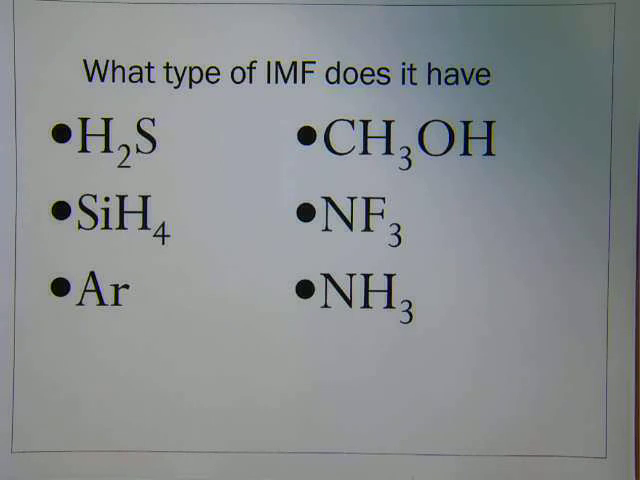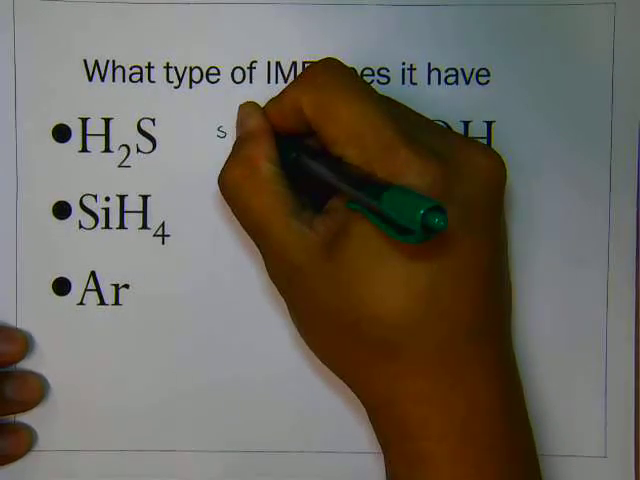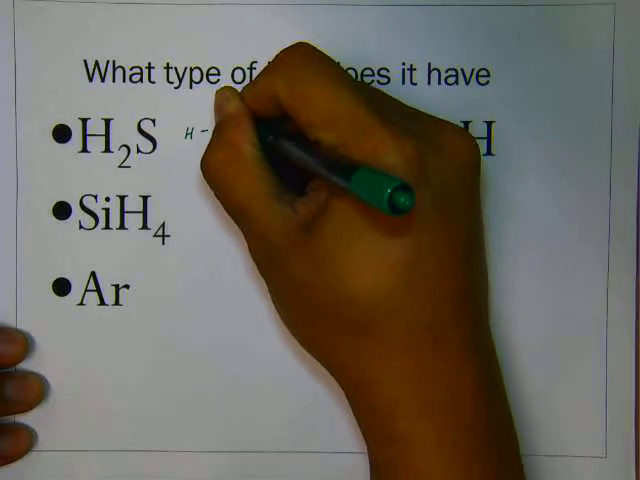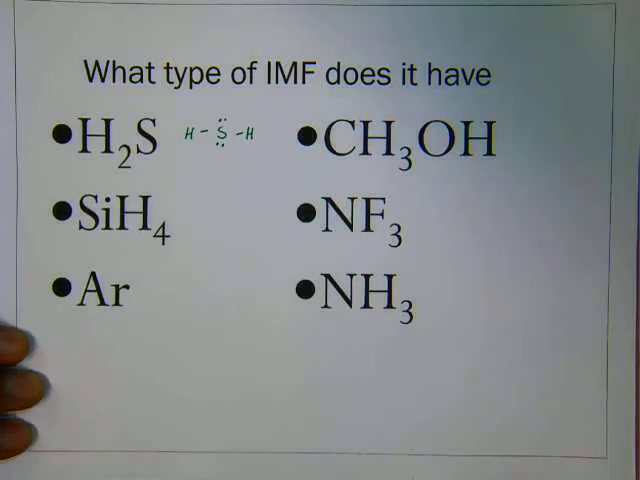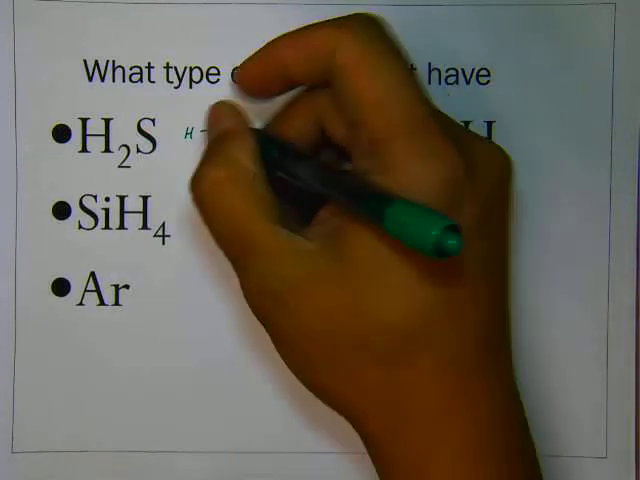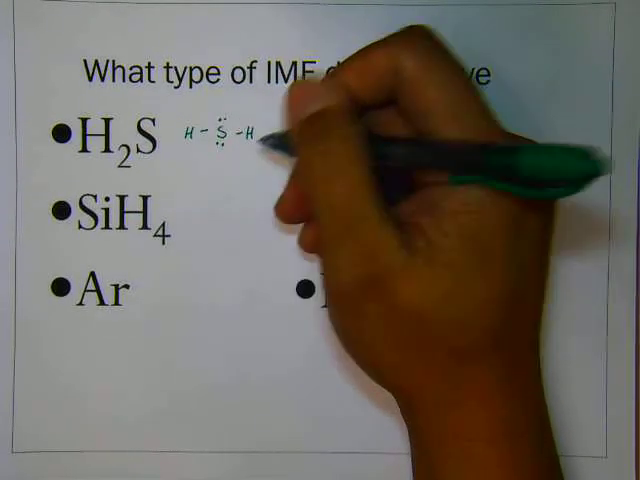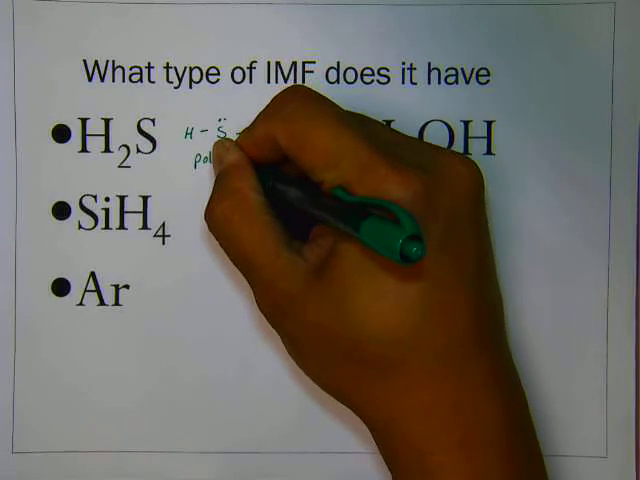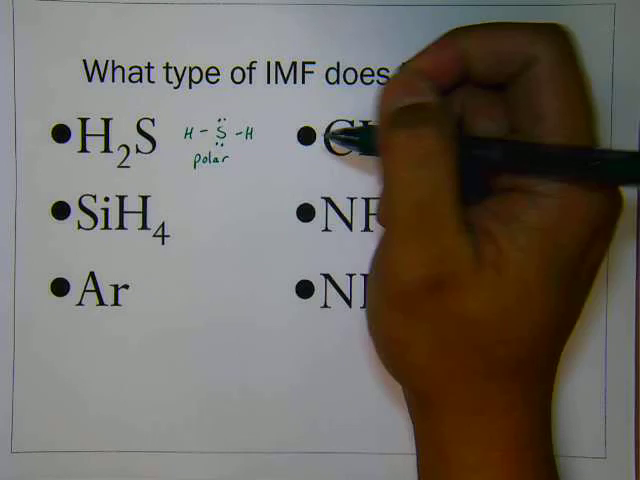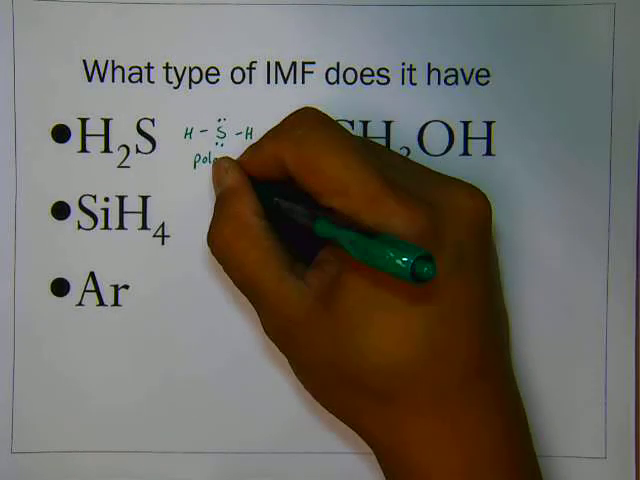H2S, S in the middle, hydrogen, hydrogen, with 4 dots around sulfur. These dots around sulfur make this polar. So if this is polar, that means what holds this together in a solid or liquid form is dipole.